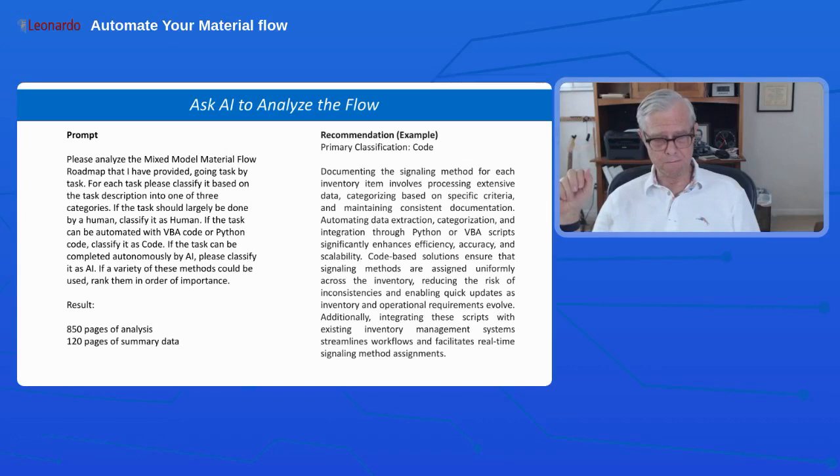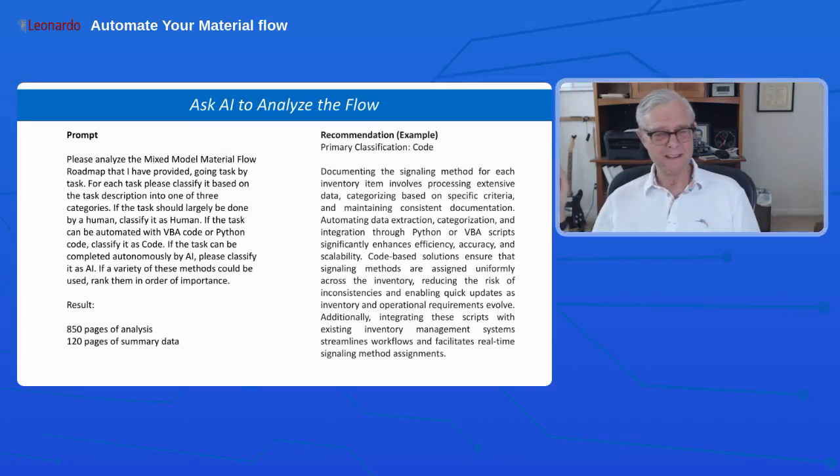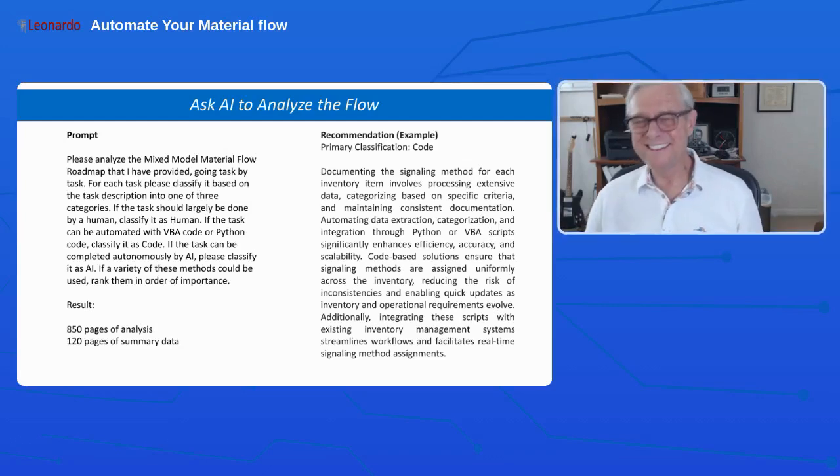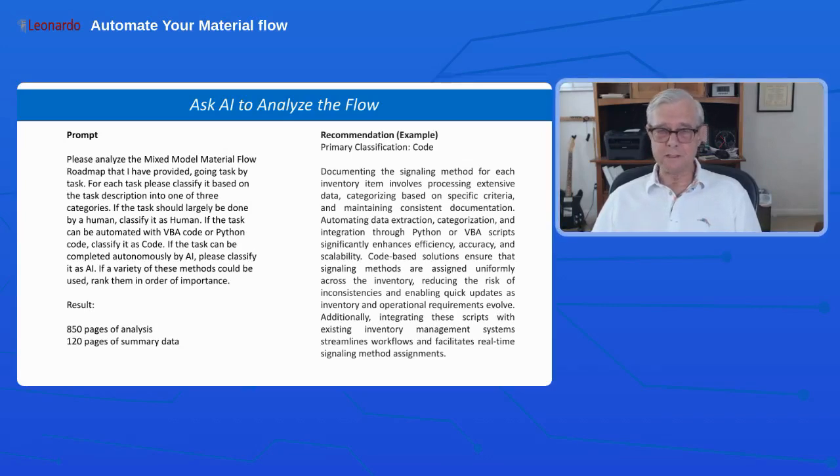So I asked it to do that, and it came back with an 850-page report based on the entire roadmap. I'll have to confess, I haven't read the whole thing. That's like War and Peace, right? So these large language models are good at generating text. But I then took the 850 pages and I said, okay, boil it down for me. And it was able to boil it down to 120 pages of summary data. So many, many good ideas, some which I'd already thought of, some which I had not thought of, right?